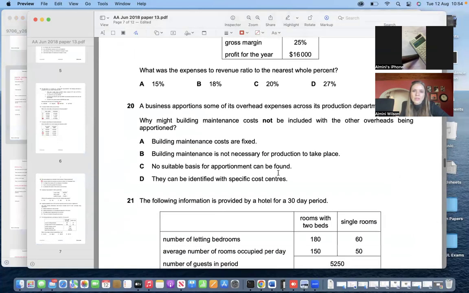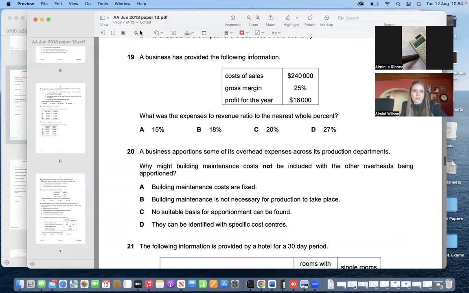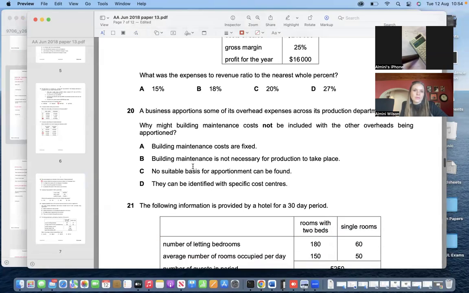Okay, then question 20. So just make sure that you agree with me. We're saying 20% for this one, even though I can't show how I got there. 20%. Okay.